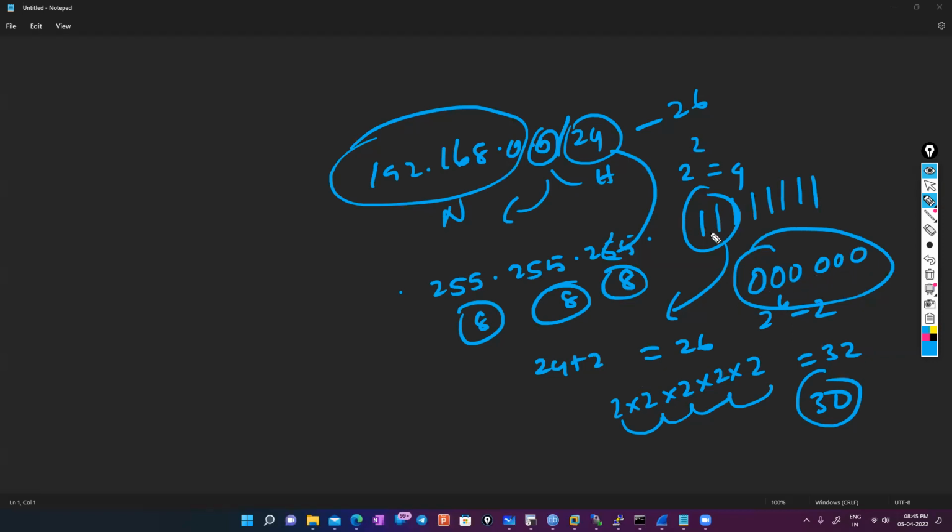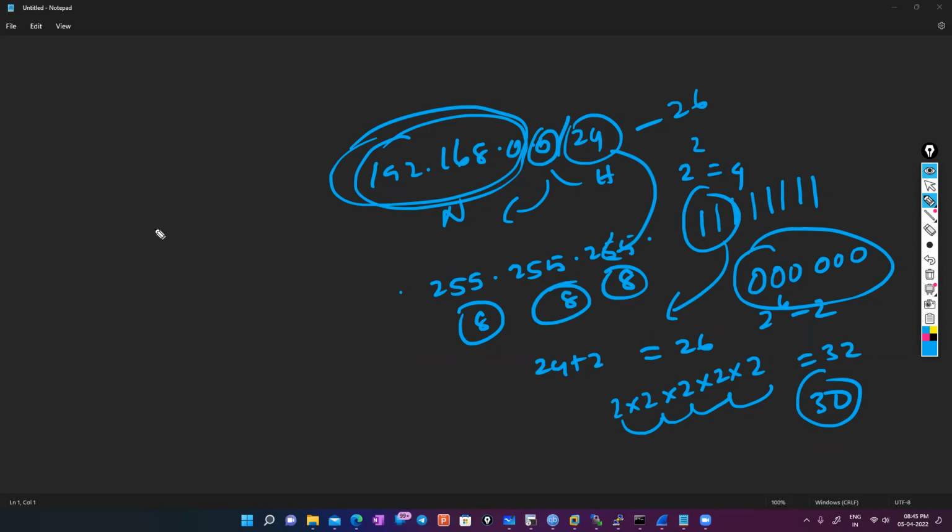Because these 2 bits have been given to the network now. Earlier, the network bits were 24 and now it becomes 26 because I borrowed 2 bits from the 4th octet. Why? I want to increase my network bits, because by default this cannot be used, this is a fixed value, right? Because this is a class C address and I'm just borrowing 2 bits and making my network.